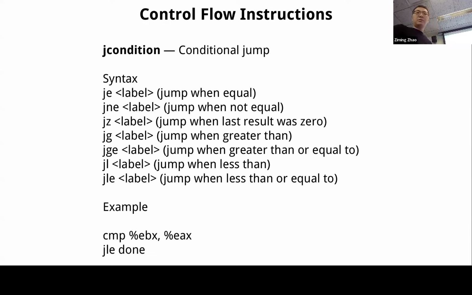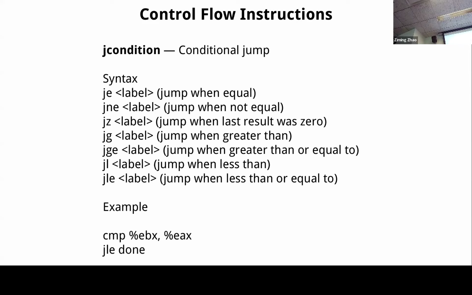So here is one example. We have a CMP. This is a compare instruction. This instruction takes two operands. The first one is the source. The second one is the destination. But in this case, we're not going to move anything to the destination. We're going to compare those two.